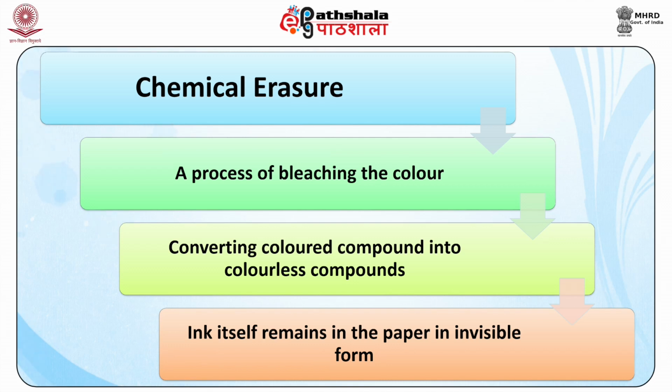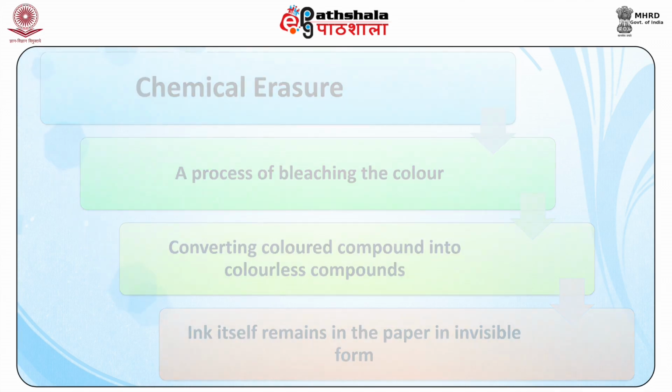Starting with the chemical erasure method, chemical erasure is just a process where you will be using chemicals to do so. In this process, bleaching the color of the ink by converting colored compound into colorless compound is done, and the ink itself remains in the paper in invisible form. This is a very important thing that you have to remember, because this will help in your investigation.